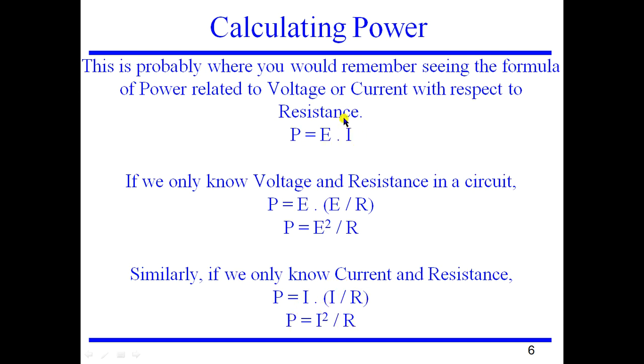So if I know voltage and current, I'll be using the formula P is equal to E into I. If I know voltage and resistance, I'll be using the formula P is equal to E square by R. If I know the value of current and resistance, I'll be using P is equal to I square into R. I'm sorry, it is I square into R over here.